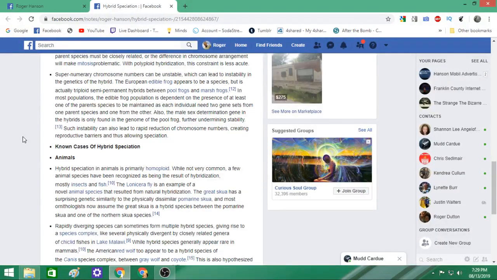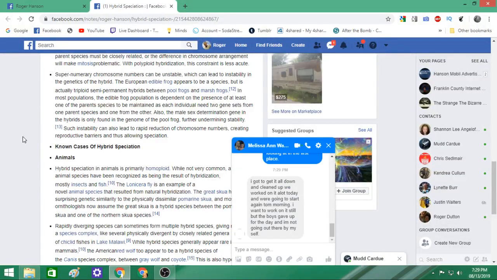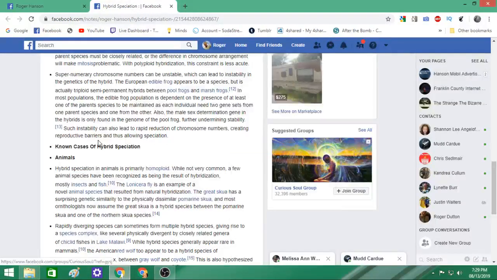Supernumerary chromosome numbers can be unstable, which can lead to instability in the genetics of the hybrid. The European edible frog appears to be a species, but is actually a triploid, semi-permanent hybrid between pool frogs and marsh frogs.